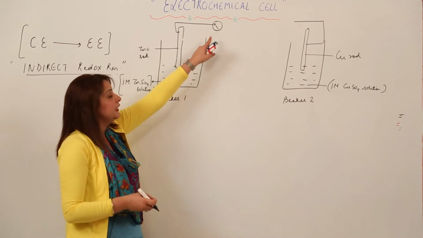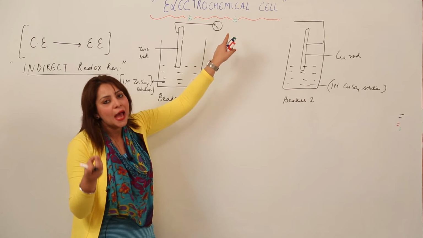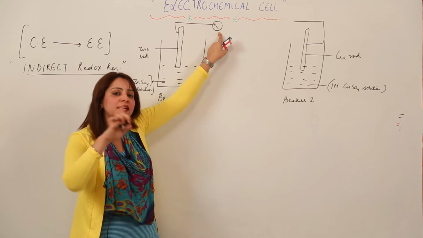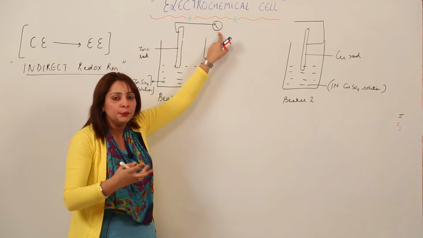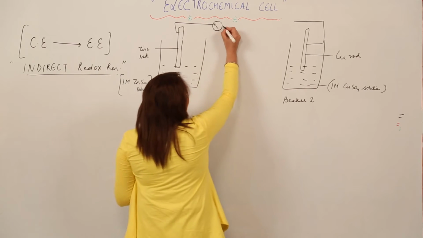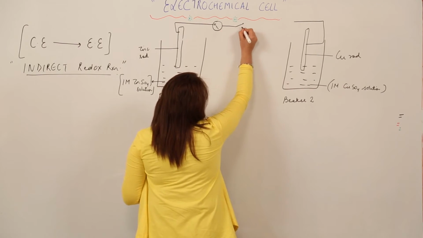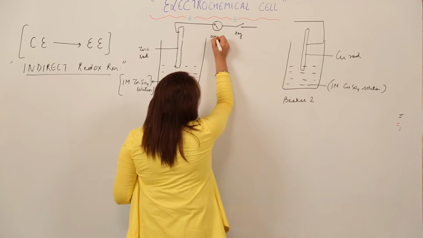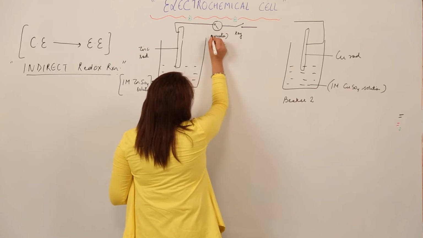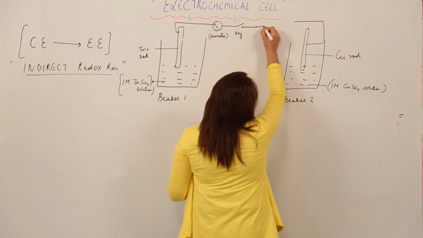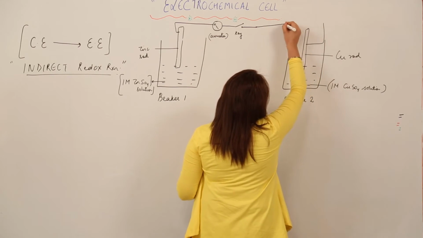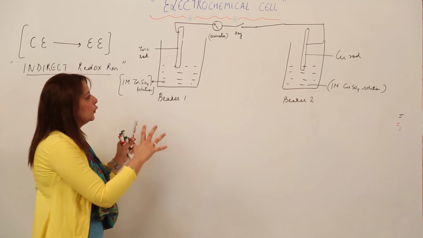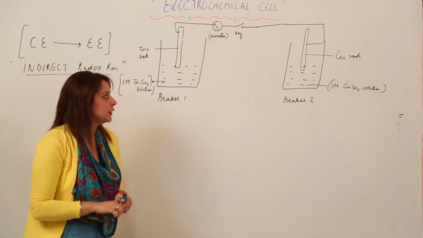So commonly we use an ammeter. What I have taken here is an ammeter which has a needle which shows the deflection whenever current is produced, right? We have the wire, we have the switch, or you can say we have the key. This is the ammeter, we have the key, and by means of these wires the electrodes are connected to each other, right? So this is how these two beakers are connected to each other.